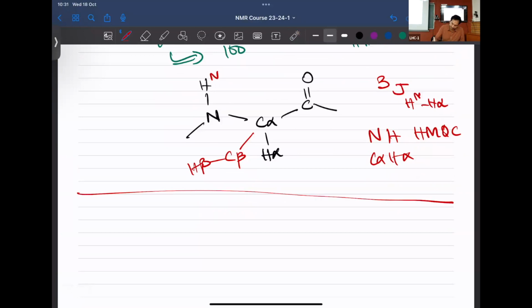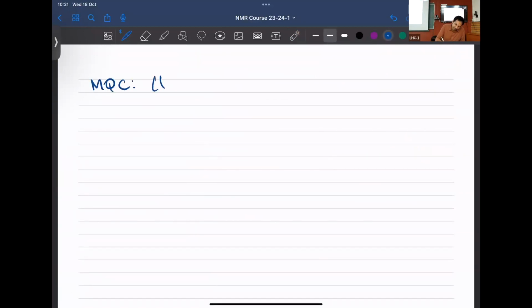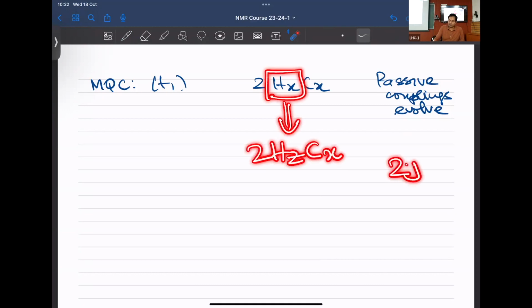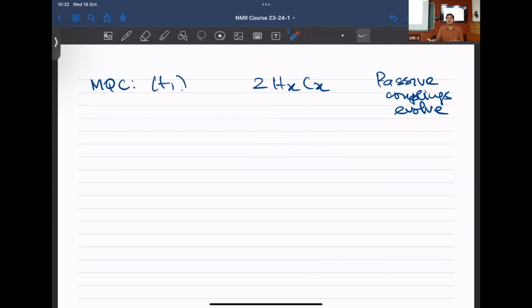Now that the HMQC component is done, we realize that in the T1 time, since you have an MQC term, passive couplings evolve. That's a good thing to get some structural parameters, but not all the time you want this to evolve because it reduces sensitivity and resolution, right? So the problem stems from the HX component. Somehow, if I didn't have the HX component, and instead I had the HZ component, you realize that the 2J HH will not evolve because HZ and HZ will commute.